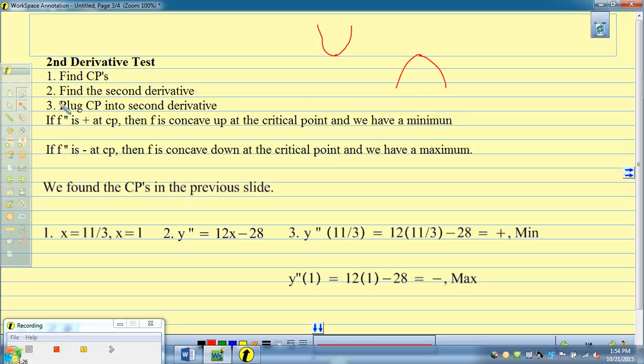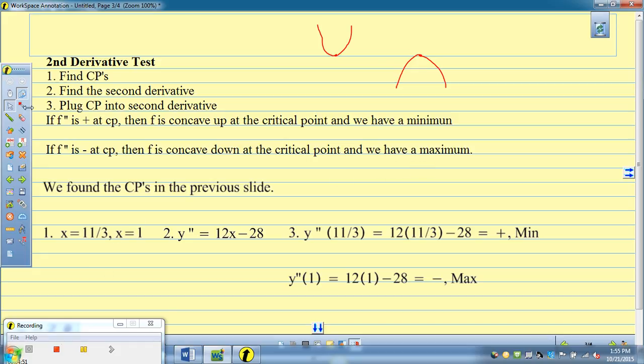So to do this, we find our critical points, we find the second derivative, which tells us about concavity, and we plug the critical points into the second derivative. If the second derivative is positive at the critical point, we're concave up and we have a min. And if the second derivative is negative at the critical point, then we're concave down and we have a max.